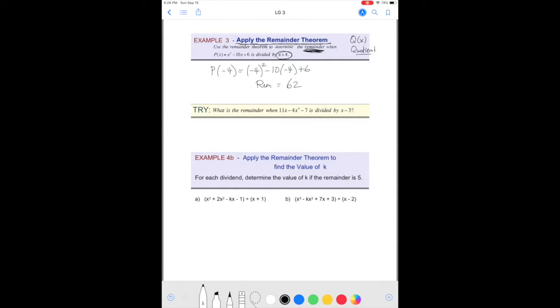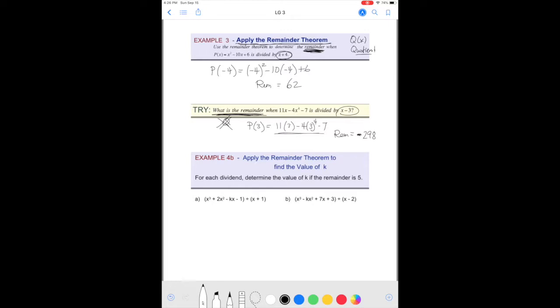Because we're just trying to find the remainder. What is the remainder? Nothing to do with the quotient. So we don't need that. So here we take the polynomial, we take the opposite, so 3, plug it in. We don't even have to rearrange because we're just going to use our calculator. Plug this into your calculator, and the remainder here was -298. All right, so that's pretty easy, just to find the remainder.